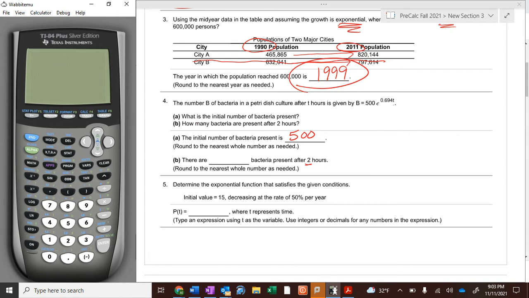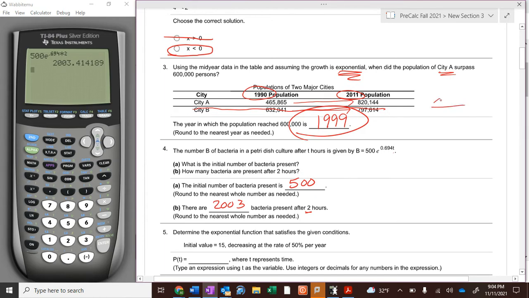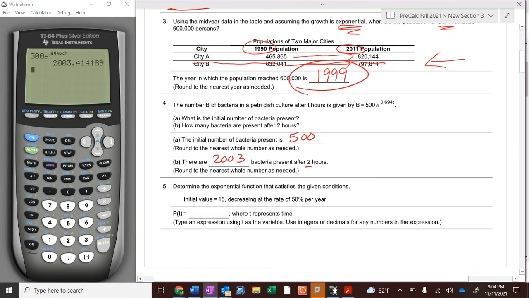So we go second quit, 500, e, second ln is e, to the 0.694 times 2. Boom. So 2003 bacteria are present after 2 hours. Okay? So that one's fairly straightforward. A lot easier than this one. But this one you can get. You just have to put a little work into it.